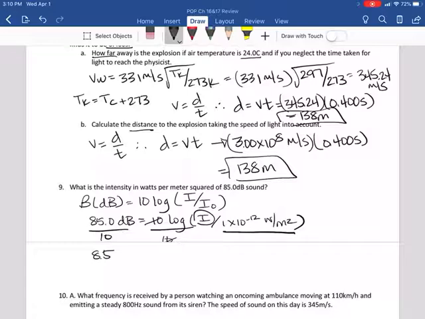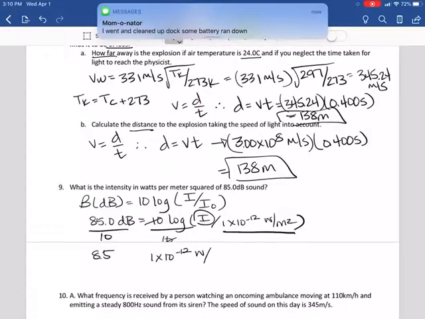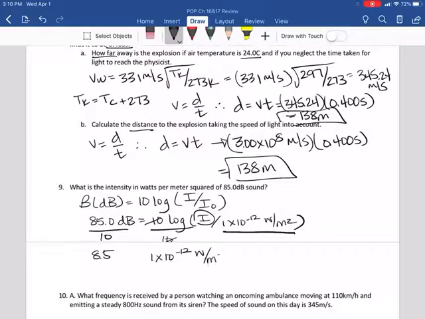this number right here, because see how it's in the denominator? So it's going to be like 1 times 10 to the negative 12th watts per meter squared.